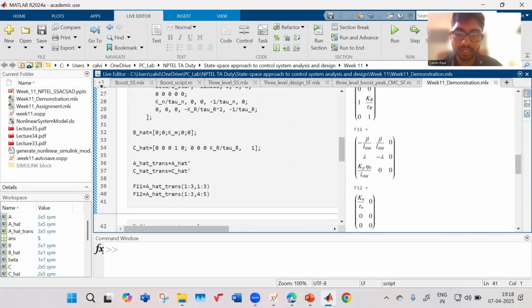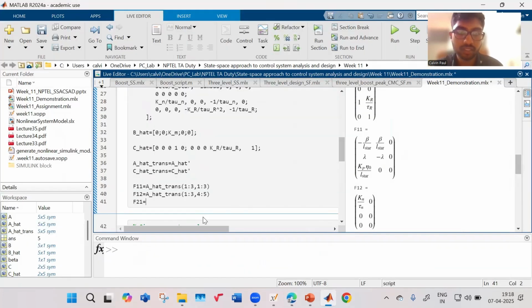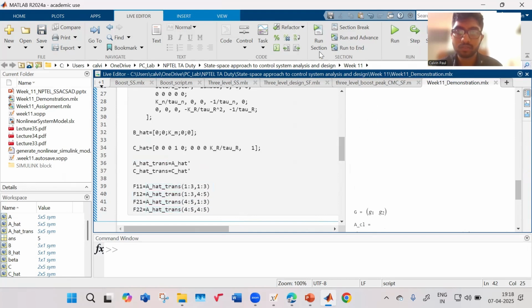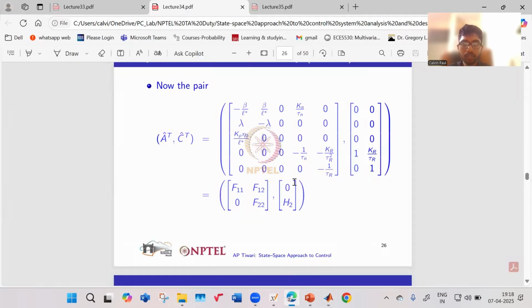Then if this is all zeros, F21 is equal to A hat transpose, the fourth row, first to third column, and F22 is equal to A hat transpose, fourth row and fifth row, fourth and fifth column. So this is our F11, F12, F21, and F22.